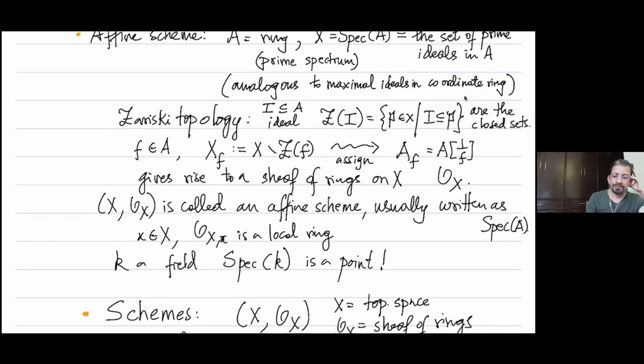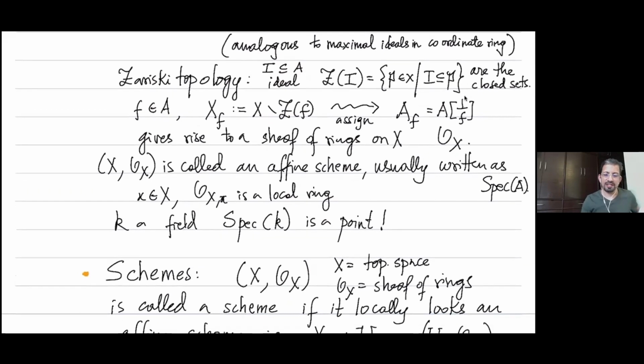So the complement of one equation typically gives you a basis of neighborhoods. That is my notation for that: X_f, which is X minus Z_f. These are in some sense the smallest open sets, because their complements are in some sense the largest closed sets. And to that we assign the ring A_f, with f inverted. If we do that, then it somehow uniquely gives rise to a sheaf of rings on X, which we'll call O_X. This is just like we said in the previous lecture.